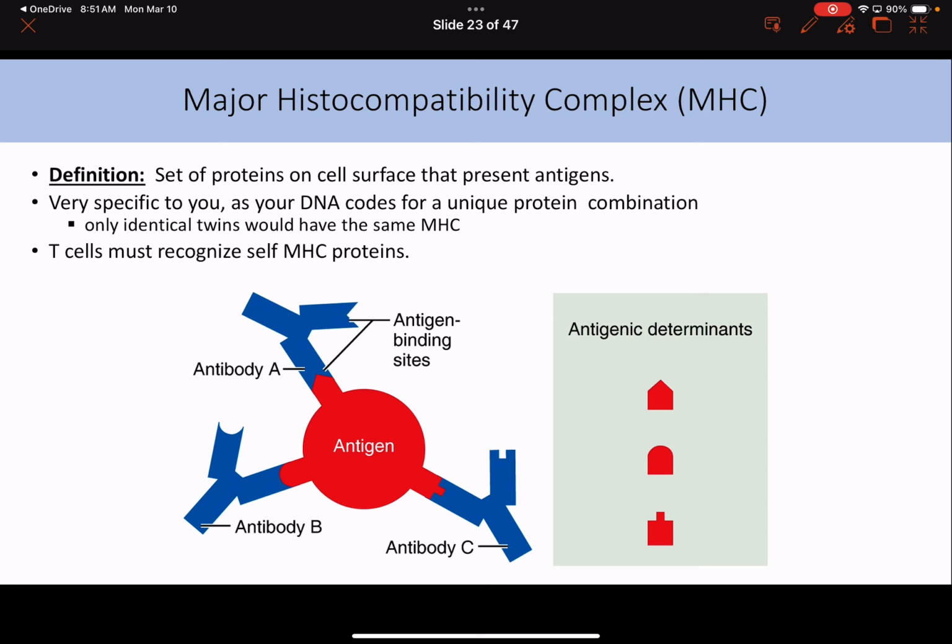So we'll talk about how that works. And yes, you have to spell this one out. You can't abbreviate this one. It's called the major histocompatibility complex. It makes it so that your tissues are compatible with each other. Okay? Your immune cells are compatible with every other cell, and they can tell a self cell from a non-self cell. So, major histocompatibility complex.